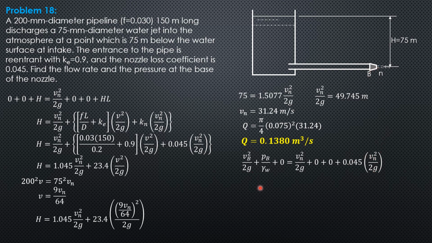So again, substituting this, pressure B over gamma W equals 1.025 of Vn square over 2G. So this is 1.045 and this is 9 over 64 quantity square. So combining, this is the result. Pressure at B divided by gamma of water equals 1.025 times this, which is equal to 49.745. So the pressure at B is 500.2 kilopascals.